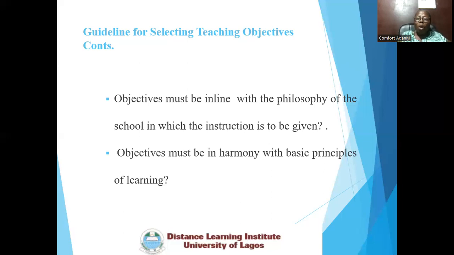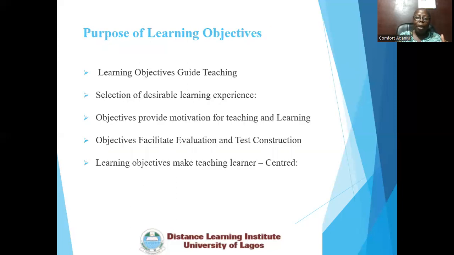And lastly, an objective must be in harmony with basic principles of learning. What do we mean by this? We mean that an objective must be set in a way that it will be well organized, starting from the simplest to the complex. You don't just set objectives anyhow. It must be well organized so as to be able to comprehend it well.